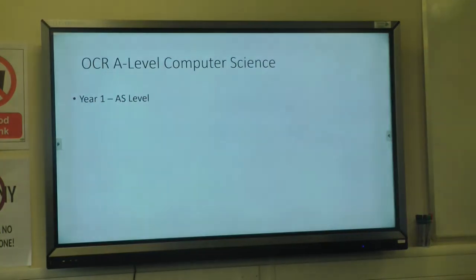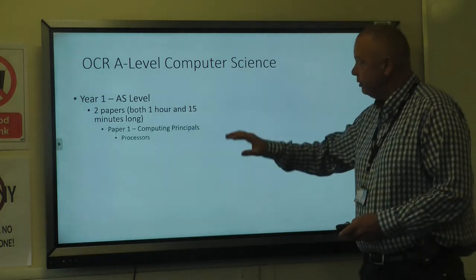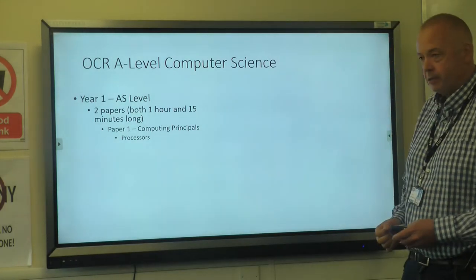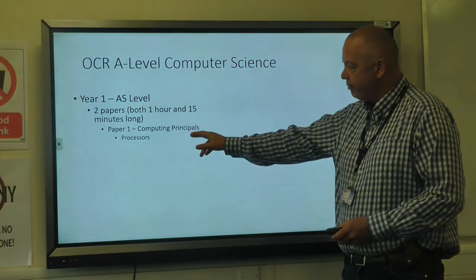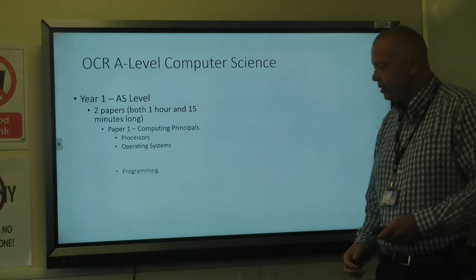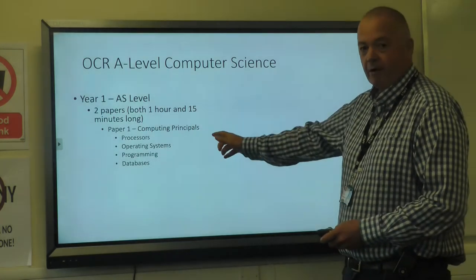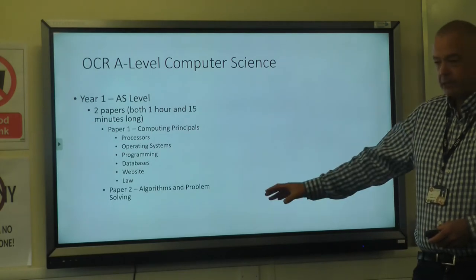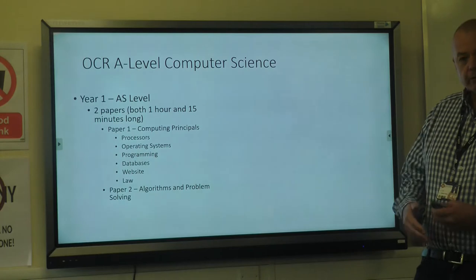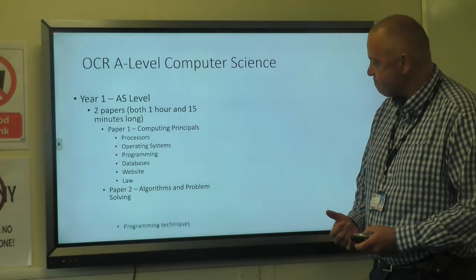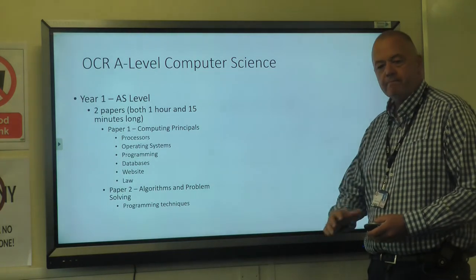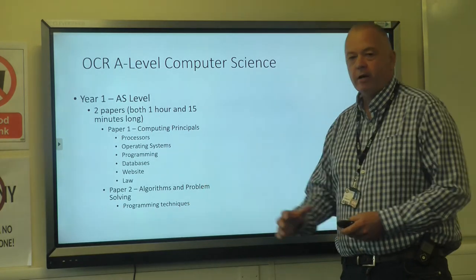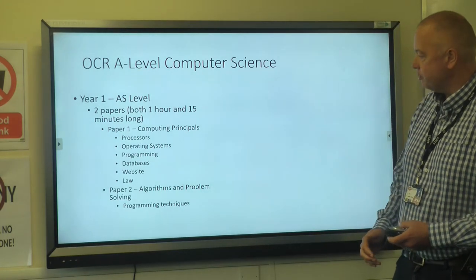So, this is what we'll be covering. Two-year course, you end up with an A-level in computer science. In year one, you get a sort of mini version of what comes up in year two. So you get two papers. The first one's on computing principles, and that covers processors and operating systems and programming. Programming's a big thing. Programming comes up in everything. You look at databases, website design, and laws. And in paper two, lots more programming in there. We've got some algorithms that you'll need to learn there, bubble sort and things like that. And we'll look at some programming techniques, and we'll look at some of the underlying principles of programming. But essentially what you'll be given is a few problems, and you'll need to write code and pseudocode that solves those problems.